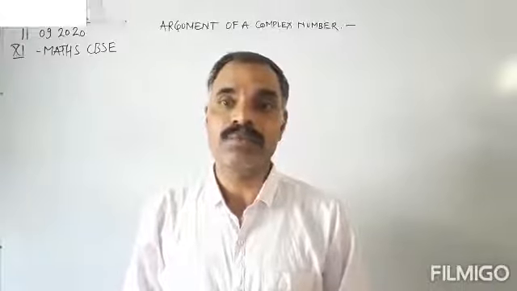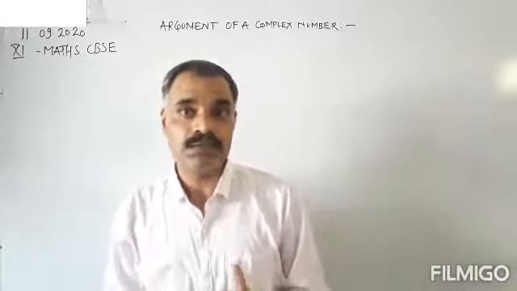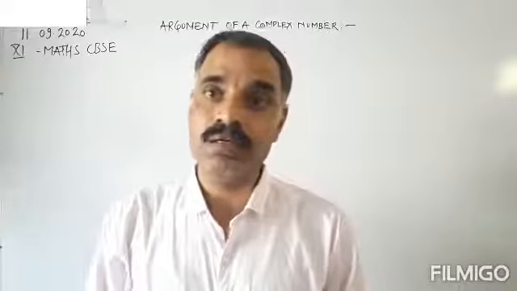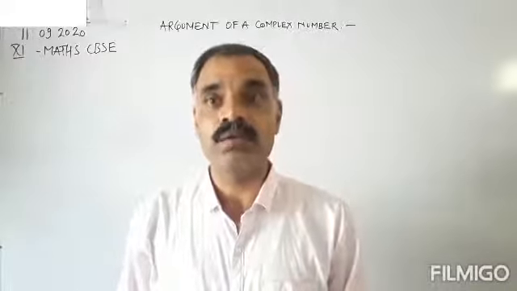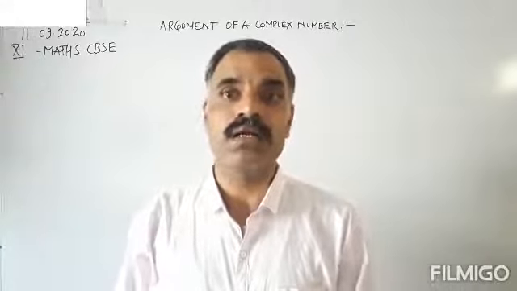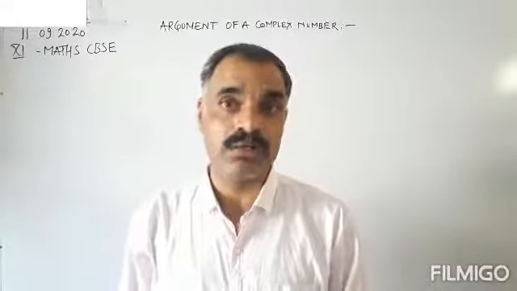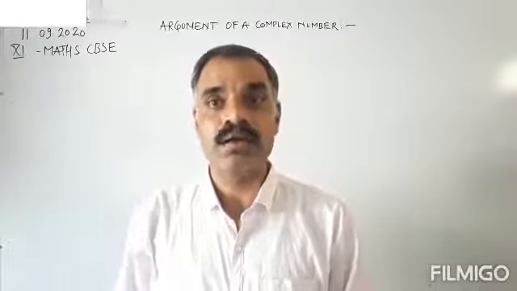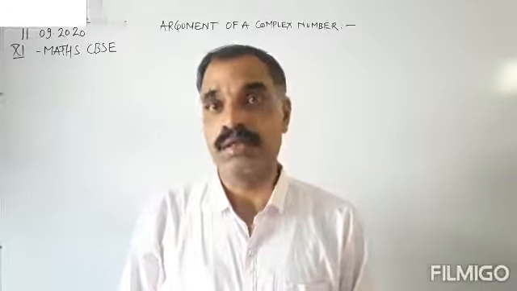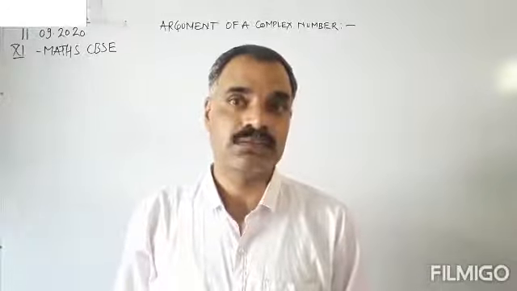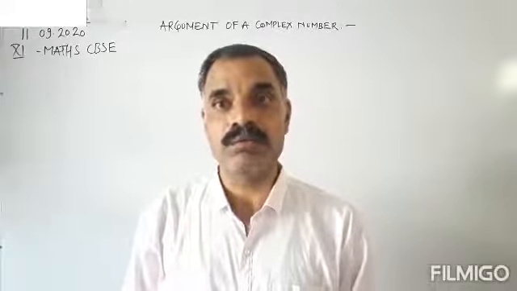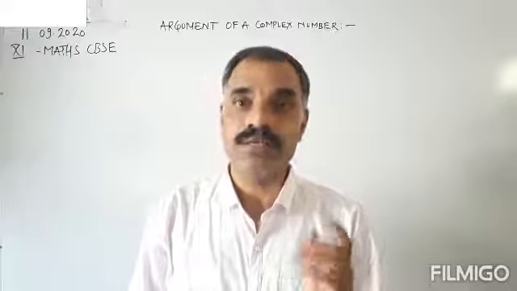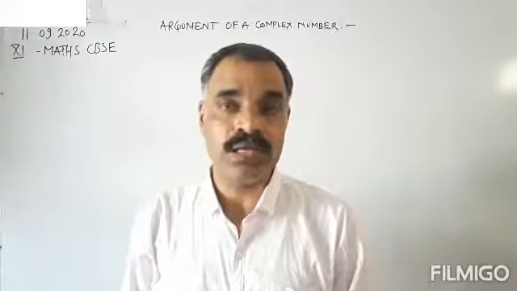Also we will learn the different properties of the arguments. And in polar representation of a complex number we will learn how to represent a complex number in the form of magnitude and the amplitude, and also learn how to find the magnitude and amplitude in different quadrants. So let us start with the geometrical representation of a complex number. The main topic is the argument of a complex number.